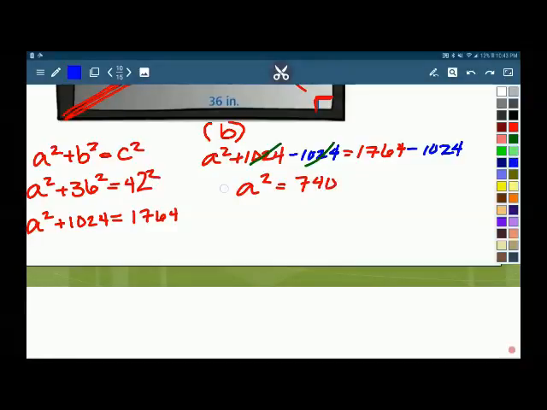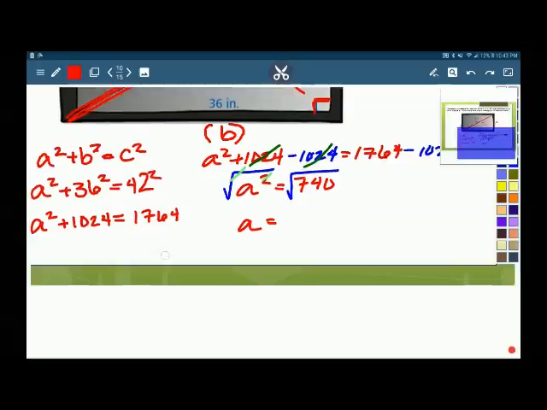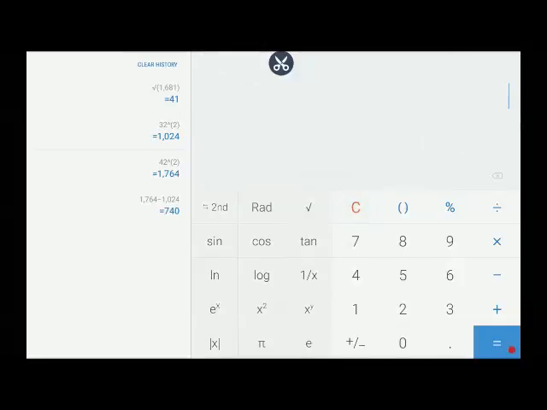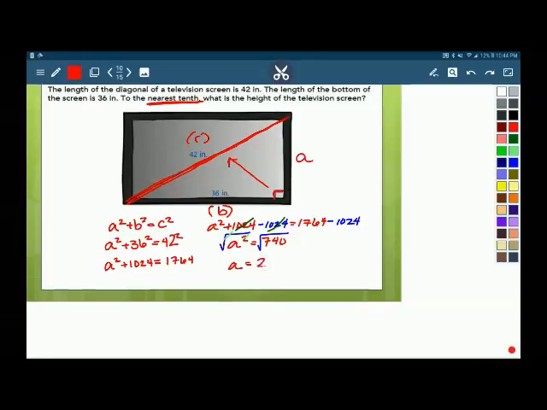And then I just need to square root both sides. The square root and the square will cancel. And we're left with A is equal to, and then I just need to type that in my calculator, and that's where the rounding instructions come into place. It says round to the nearest tenth. So I'm going to do the square root of 740. That's equal to 27, to the nearest tenth, looks like 27.2. So A here is 27.2 inches. That's how tall this television is, 27.2 inches.